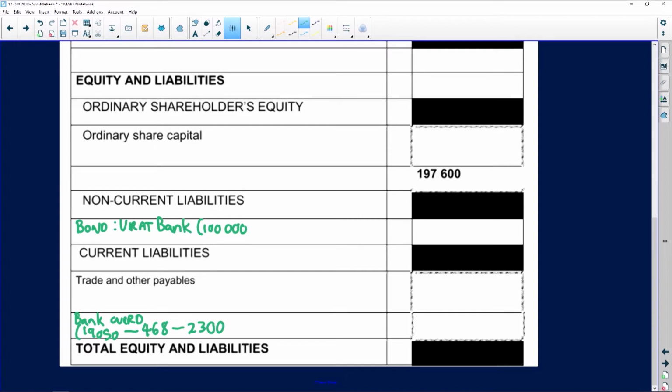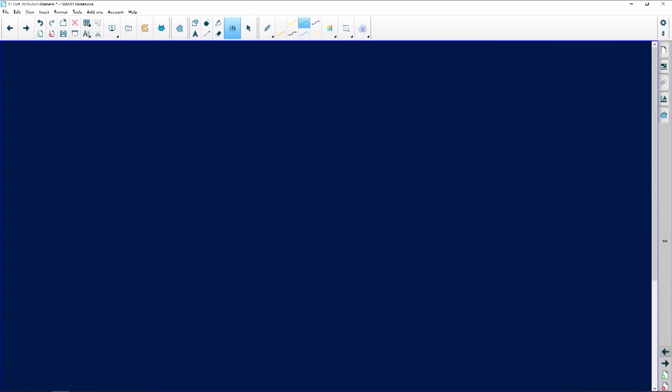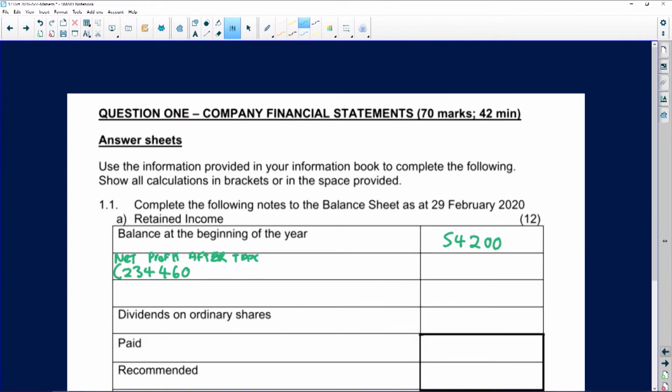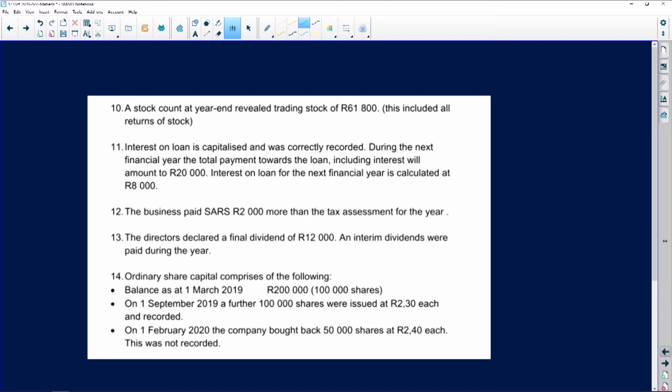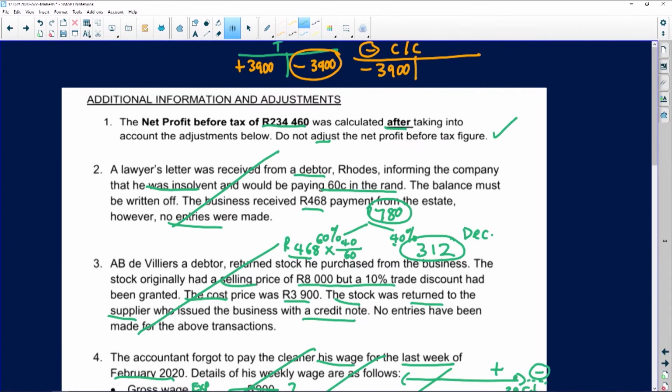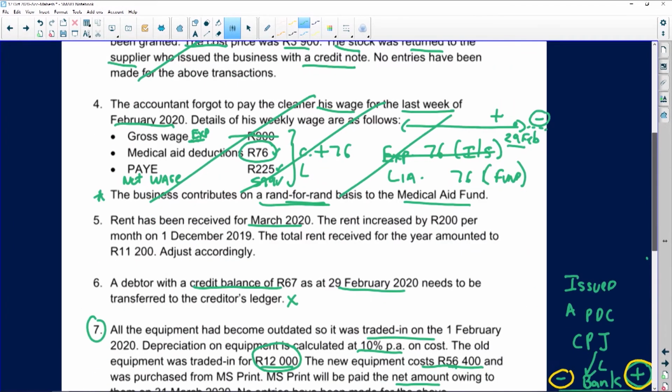Okay, quite a common adjustment, and that was one of the reasons why I spent a bit of time on this particular adjustment. Right, let's now move on to our next adjustment. So adjustment 8 completed. Let's now move on to adjustment number 9.